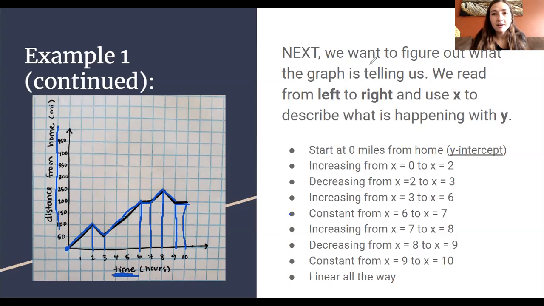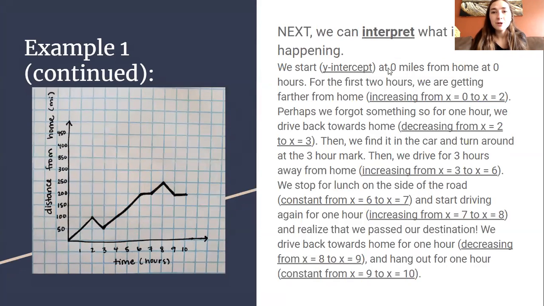So I'm going to clear this, and we're going to go on to the next slide and analyze it, so we can interpret what is happening. I'm going to move myself up here. So we want to start at the y-intercept. We're starting at 0 miles from home, right here.